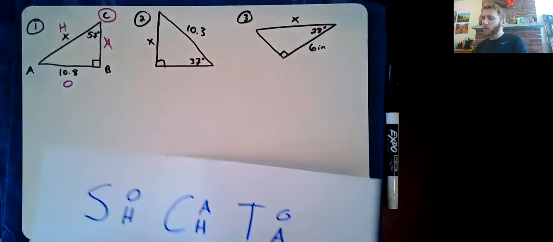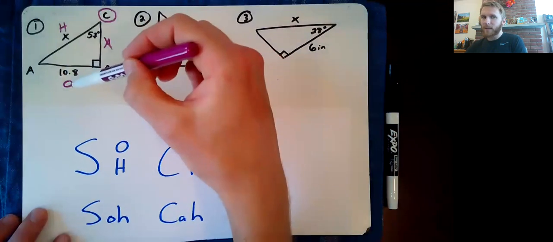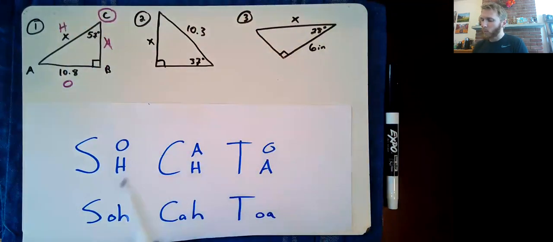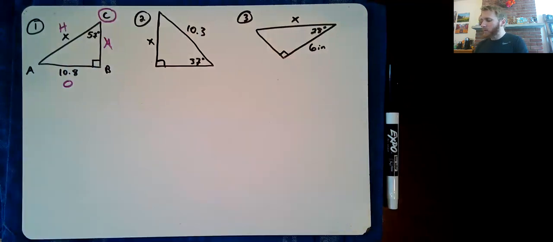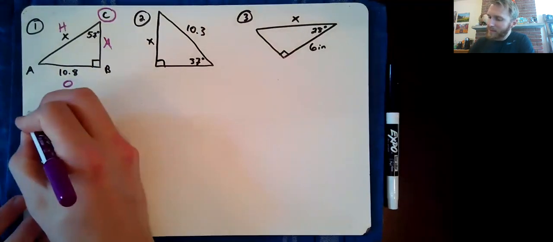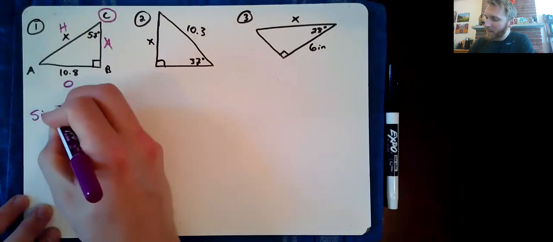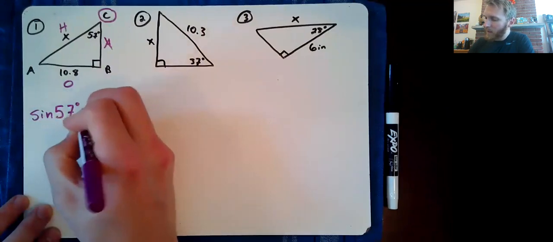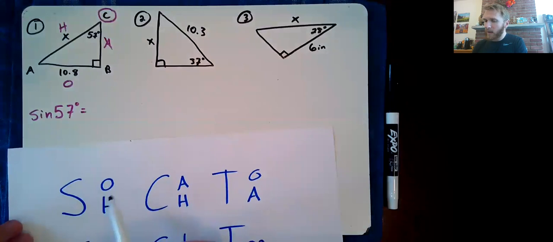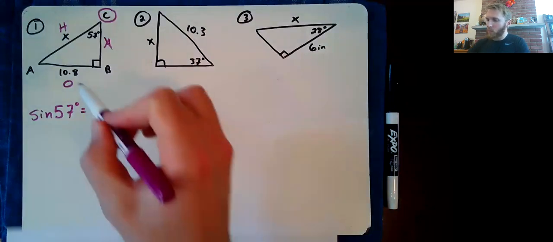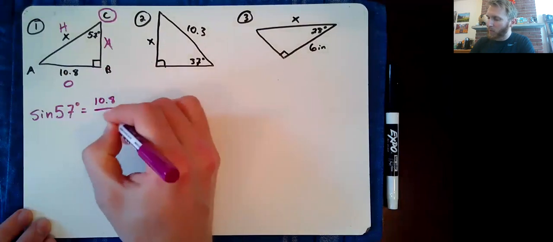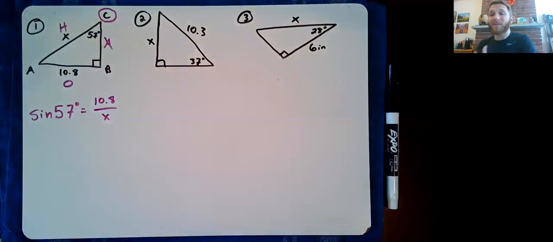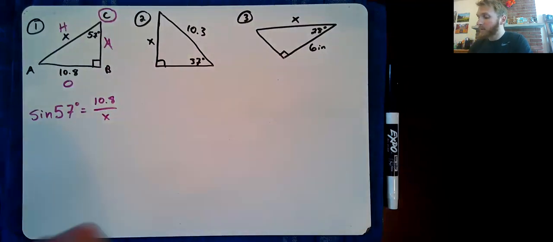So the two parts I want to use are the opposite and the hypotenuse, which leads me right to the trig function sine. So I will set this ratio up as sine of 57 degrees equals, again, like I said, opposite over hypotenuse, so O over H, 10.8 over X. I've got it set up, and now I just need to solve for X. There's one variable, I can solve it.